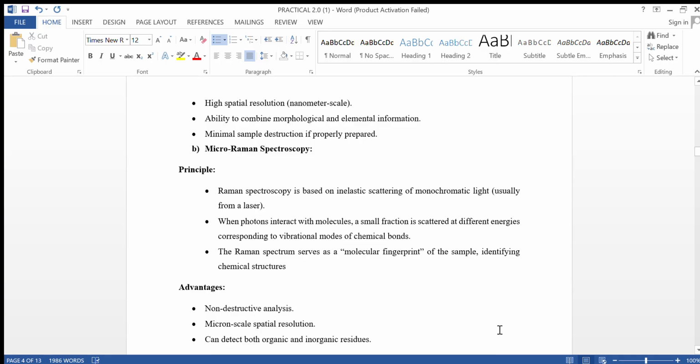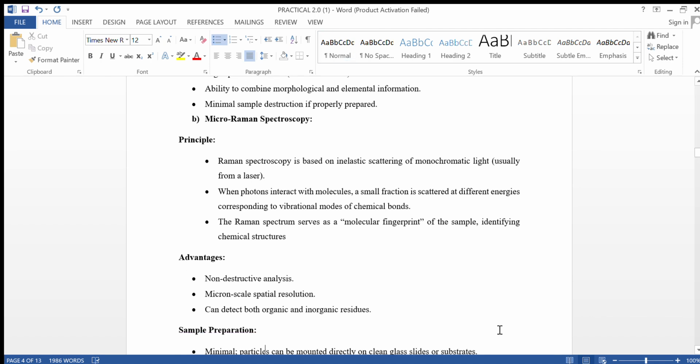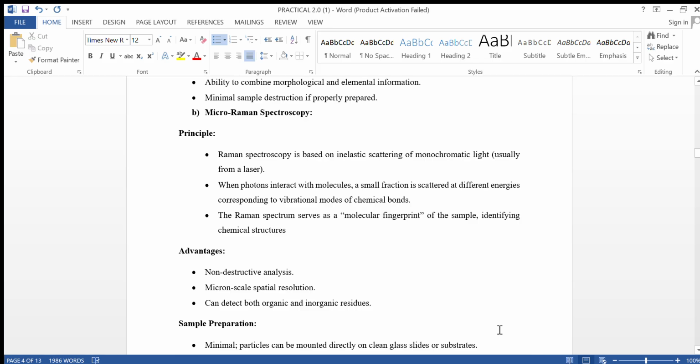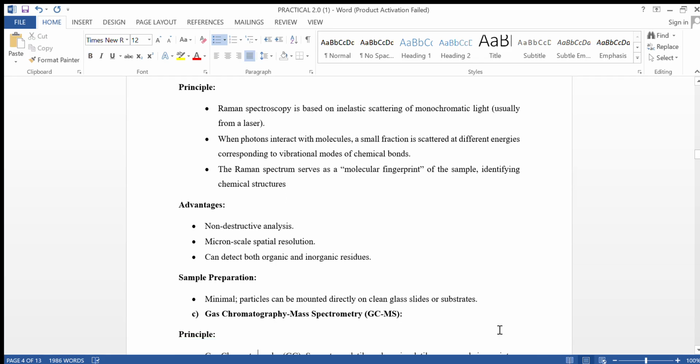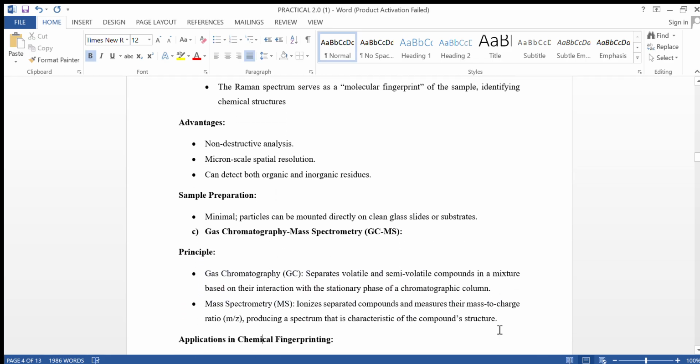Next, our technique is micro-Raman spectroscopy. Its principle is that Raman spectroscopy is based on inelastic scattering of monochromatic light, usually from a laser. When photons interact with molecules, a small fraction is scattered at different energies corresponding to vibrational modes of chemical bonds. The Raman spectrum serves as a molecular fingerprint of the sample, identifying chemical structures. Advantages are non-destructive analysis, micron scale spatial resolution, and it can detect both organic and inorganic residues. Sample preparation: minimal, particles can be mounted directly on clean glass slides or substrates.